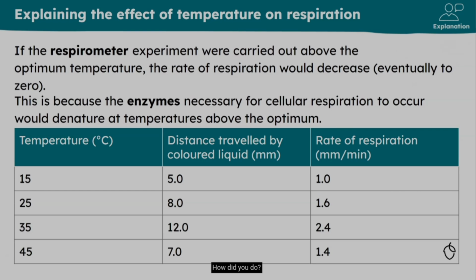How did you do? You could have said something like, as the temperature increases, the enzymes and substrate collide more frequently, which causes an increase in the rate of respiration. This is until the optimum temperature is reached, somewhere between 35 and 45 degrees. After this temperature, the enzyme begins to denature, and this causes a decrease in the rate of respiration.